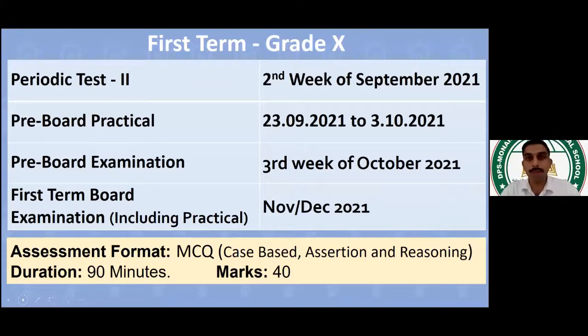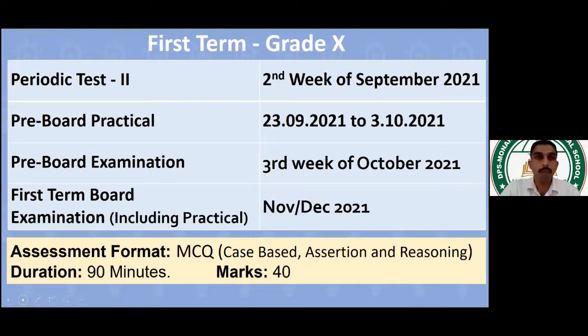In order to prepare our students for the first term board examinations, we will be having a pre-board examination and a periodic test. The periodic test 2 will be starting in the 2nd week of September. Pre-board practicals will be conducted in between 23rd of September to 3rd October. Pre-board examinations will be starting in the third week of October. First term examinations, including practical, will be conducted in the month of November and December.